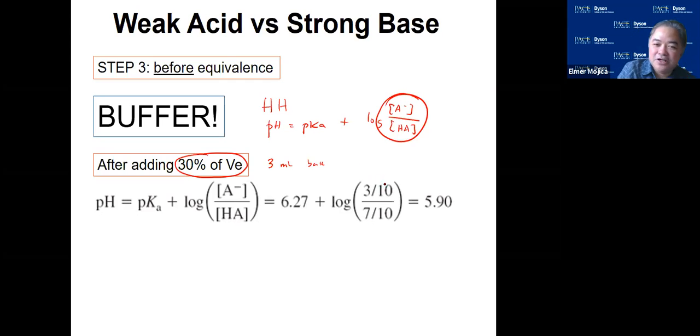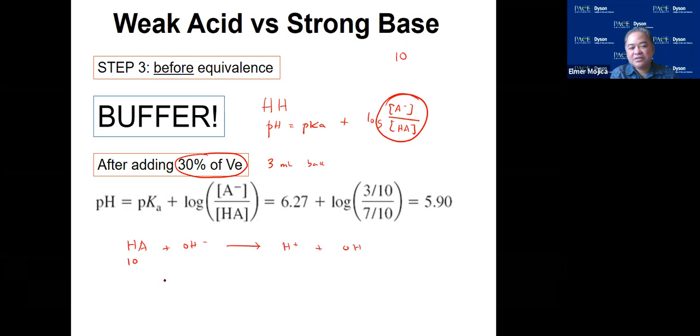Okay. So remember, the equivalence volume is 10. So when you add a base, okay, so the 10 ml there, that is your what? If we're going to plot it, it is HA plus OH minus to give you H plus water. So we could say 10 ml, 10 equivalents for you to reach the equivalence point. And you add what? 3.